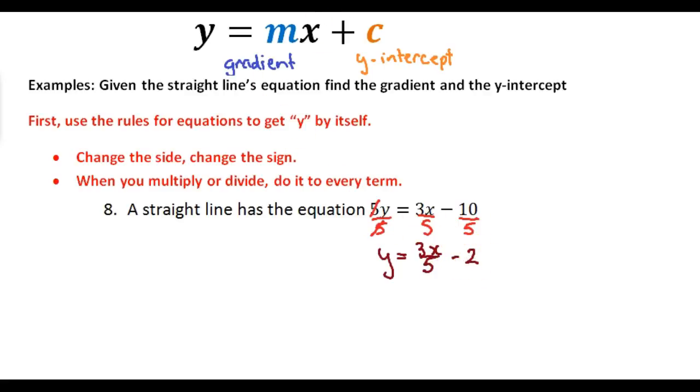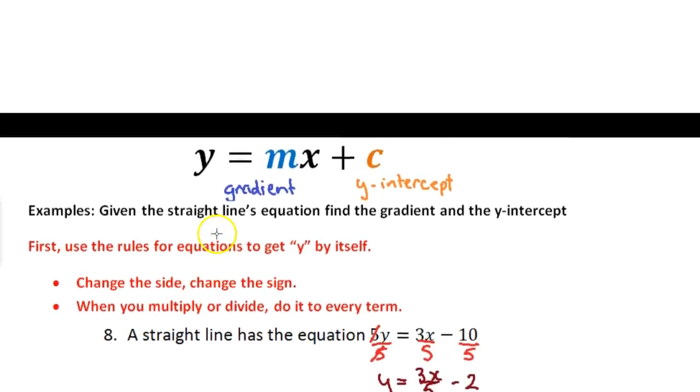Now we can compare it to the rule y equals mx plus c. The number in front of x is 3/5, so the gradient is 3/5, and the other number is the y-intercept, which in this case is negative 2.